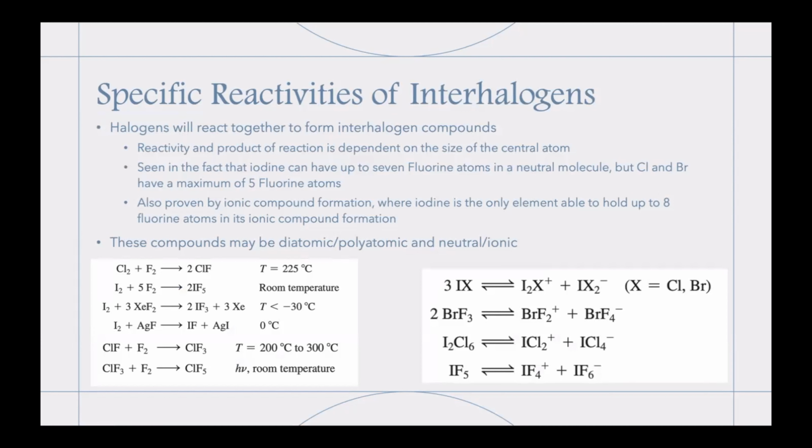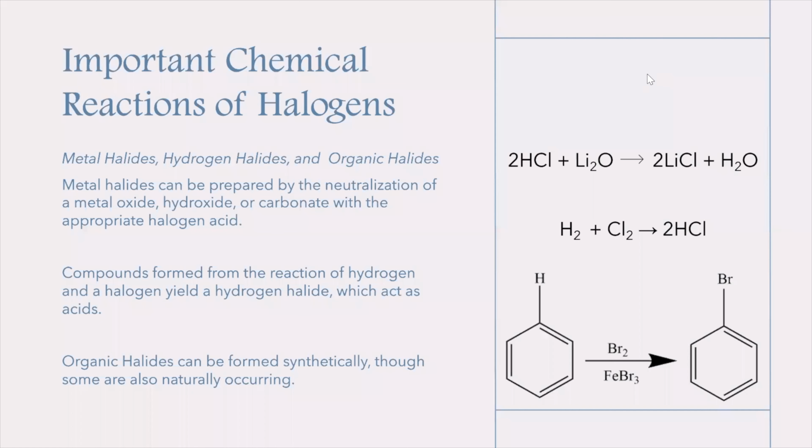This is also proven by the fact that iodine, to form any ionic compound or neutral compound, can hold up to 8 fluorine atoms. And this is again due to its extreme size and radius, so it can easily accommodate up to 8 fluorine atoms.